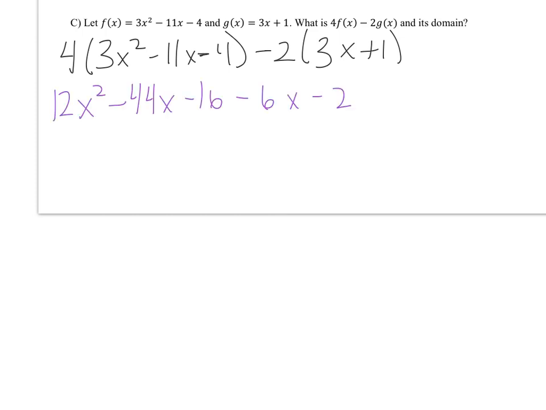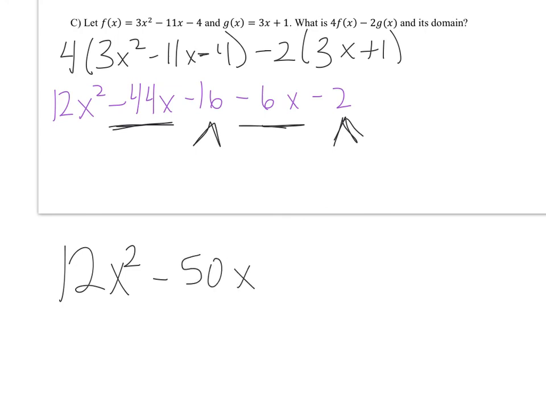And now you should look to see if you have any like terms. Here I have an x, here I have an x, here I have a number, here I have a number. So my final answer would be 12x squared, negative 44 minus 6 would give me a negative 50x, and negative 16 minus 2 would give me negative 18.